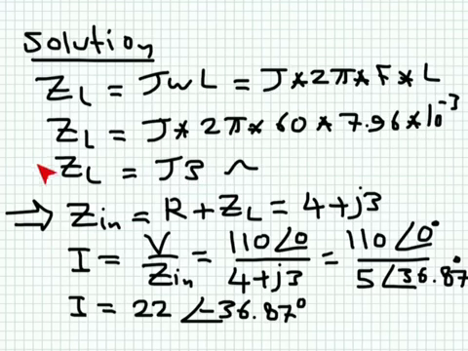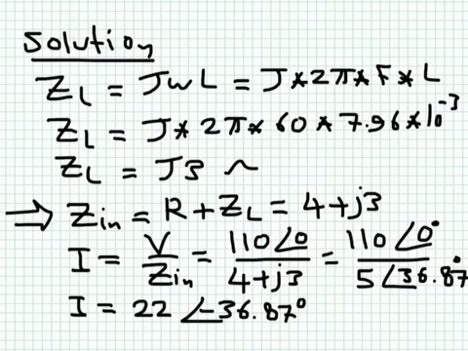So the impedance of the inductor has a modulus of 3, but it creates a phase shift between the voltage and current of 90 degrees. This is what this means. j3 represents a resistance to the voltage of 3 ohm, but it also creates a phase difference between the voltage and the current of 90 degrees. Now, the total input impedance seen by the source is R plus ZL. R is 4, ZL, the impedance of the inductor, is j3, so it's 4 plus j3.